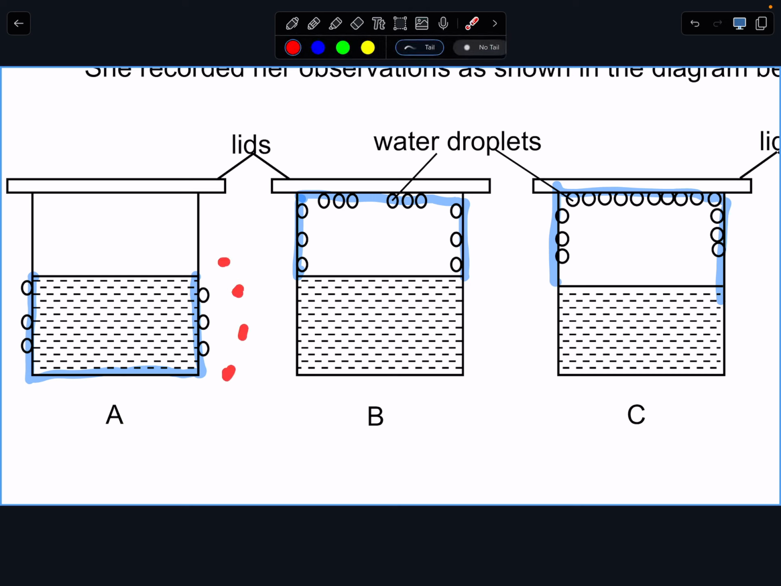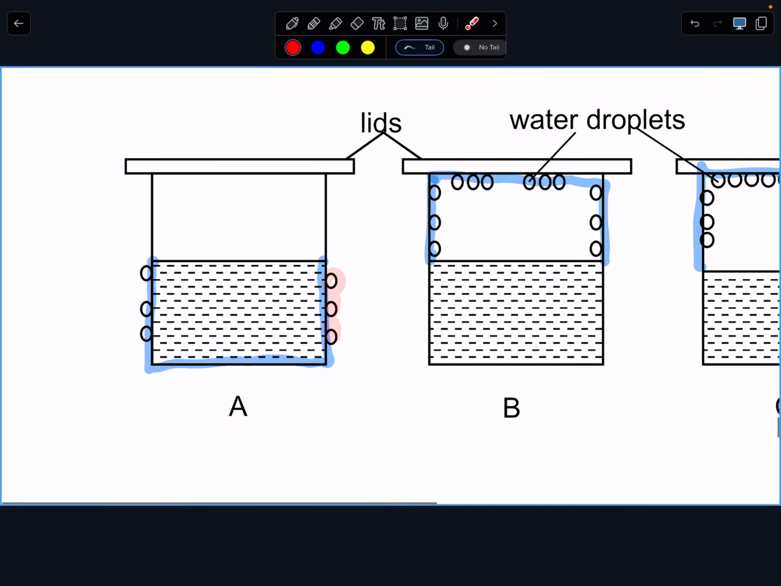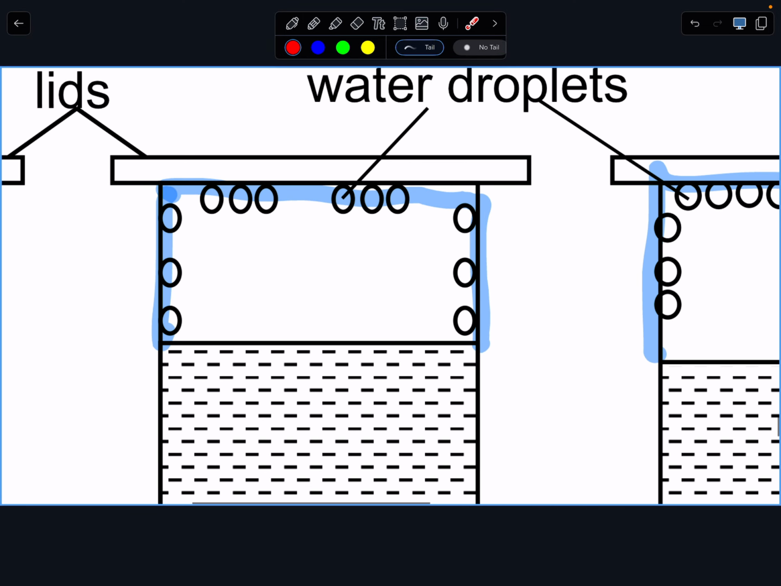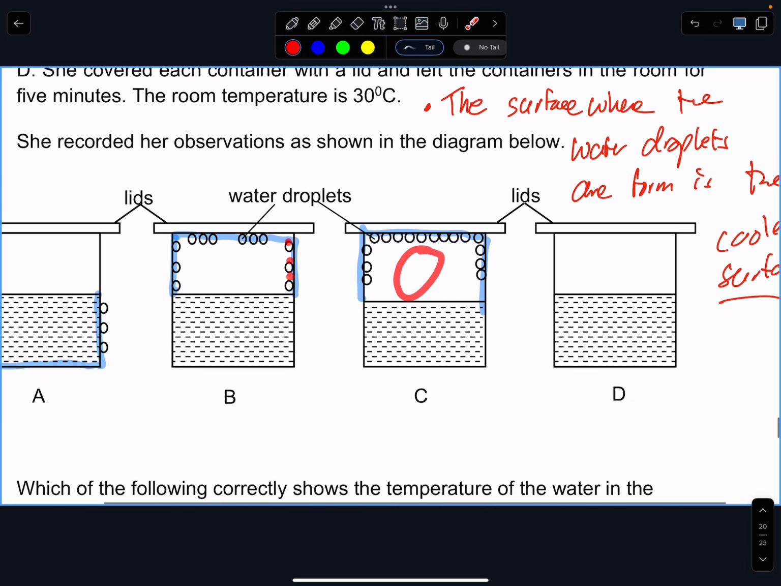Okay? When they touch the cooler surface, then they lost heat and they condense over here. Do you understand? For this one, the warmer water vapor inside the container touch the cooler surface of the container, lost heat and then condensed to water droplets. This one also, same thing. Okay?